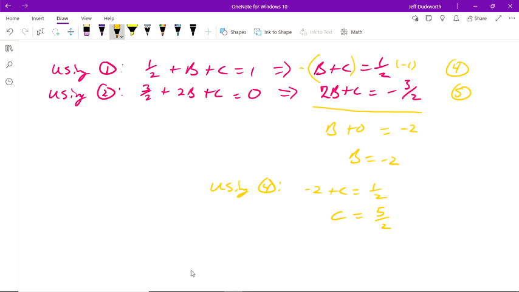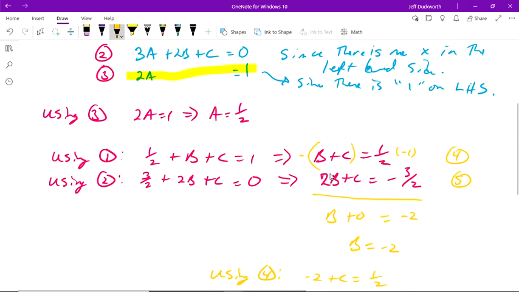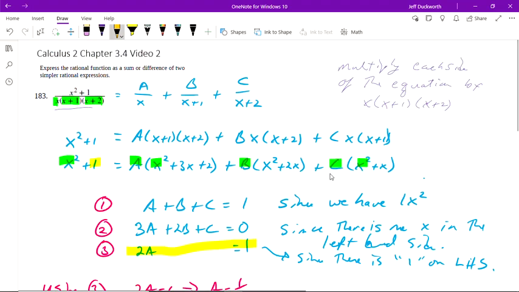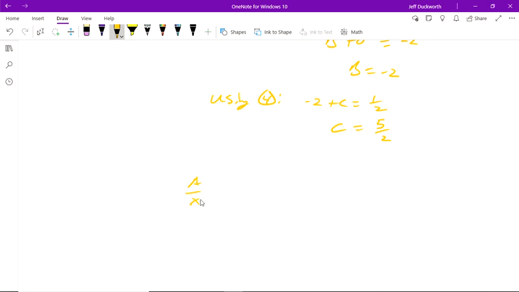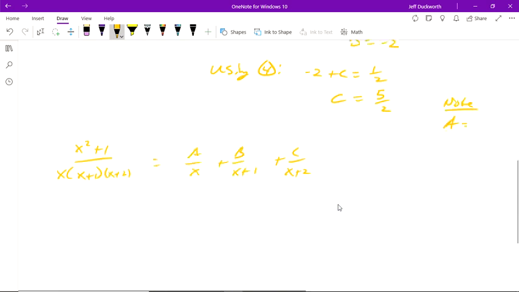So those are the 3 different values. So now we need to figure out what we have here. So we have a is 1/2, b is -2, and c is 5/2. So let's rewrite this down below here. So a over x, b over x plus 1, and our whole thing was x squared plus 1 over x times x plus 1 times x plus 2. This is what we're trying to find out. And we have the b and the c here. We also note from above a was equal to 1/2.